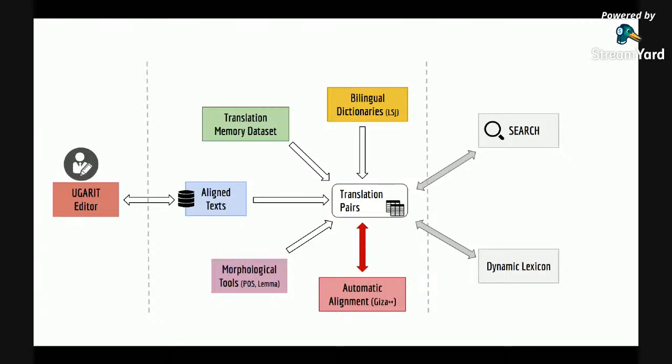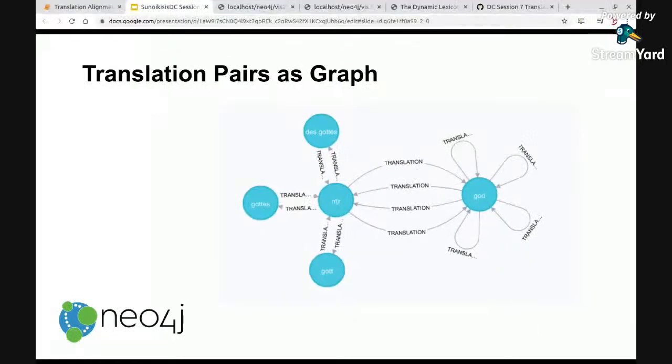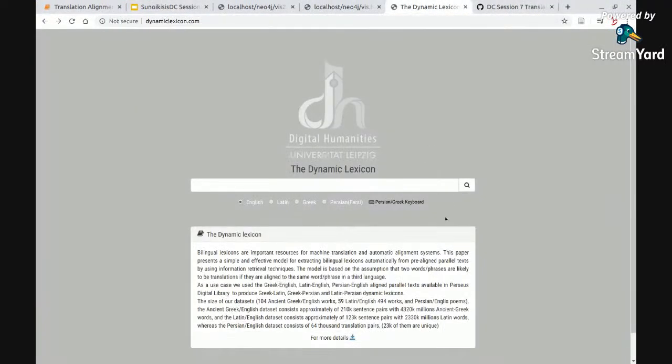First, let me show you an example of the dynamic lexicon. It's available under dynamiclexicon.com. Here we have four languages: English, Latin, Greek, and Persian. So the English and Latin and Greek are clear. The data are extracted from the automatic aligned data by GIZA++. As I said, it's available on Perseus.